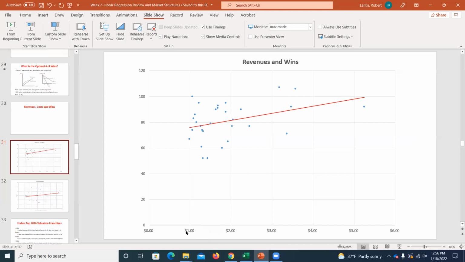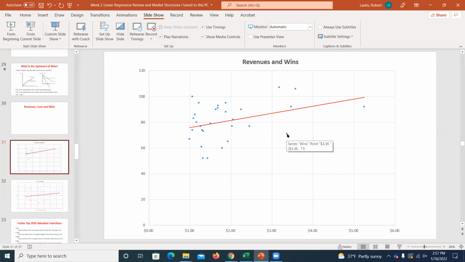I'll pull up the Excel file here in a second. But as I see the revenue of a team increase, I also see the wins increase as well. I had a line of best fit through this data. Okay. Now, it's pretty noisy. There are some teams that are making quite a bit more money than others, and they still aren't seeing a high number of wins. But this is just a snapshot. This isn't any one year.